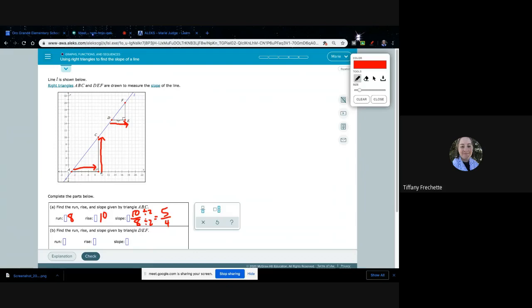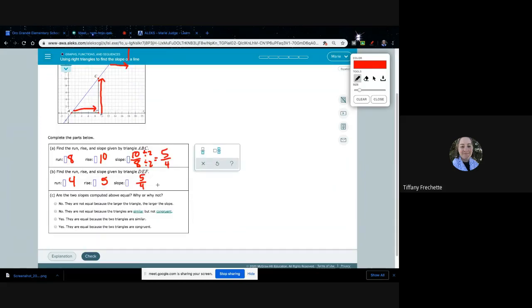So we go 1, 2, 3, 4. So we have 4. And then rise. How far do we rise? I'm going 1, 2, 3, 4, 5. So this one, we have rise over run. Those do look like they match, 5/4 and 5/4.